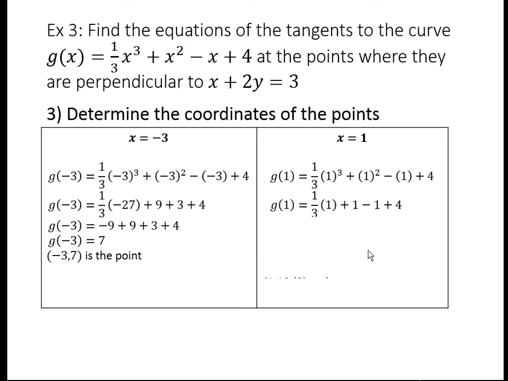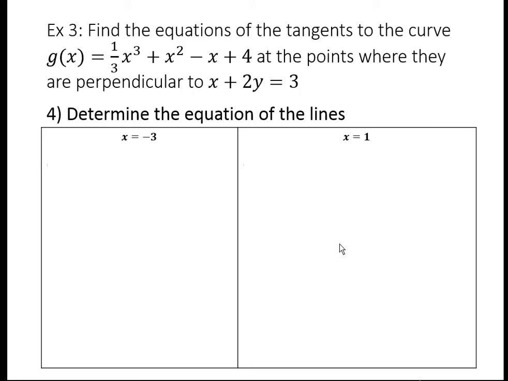Plugging in 1. Yay, fractions, my favorite thing. So I'll notice that I end up with a third plus 1 minus 1, so that cancels out. So I end up with a third plus 4. So why not on the next line rewrite 4 as 12 thirds? Okay, so writing it with a common denominator. So that means 13 thirds. So 1, 13 thirds is the point. Again, gradient is 2. So it's essentially I have to solve side by side for my two lines.